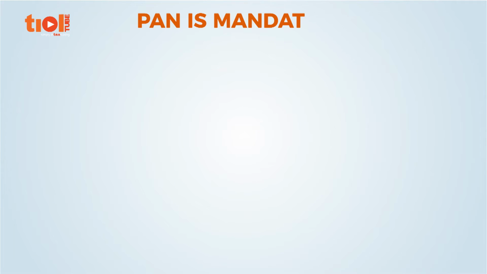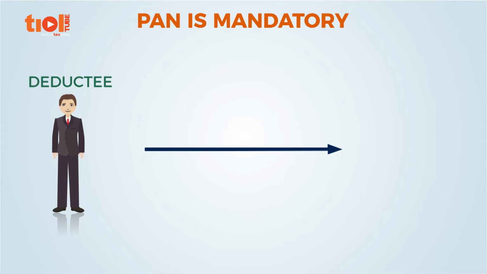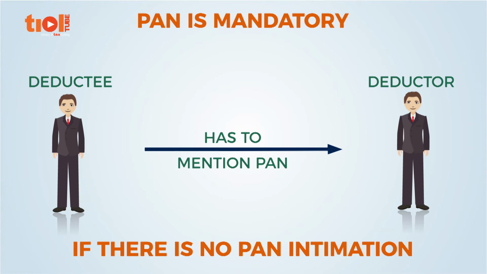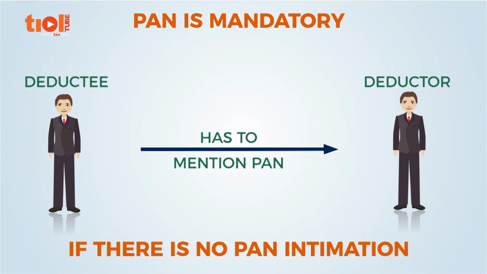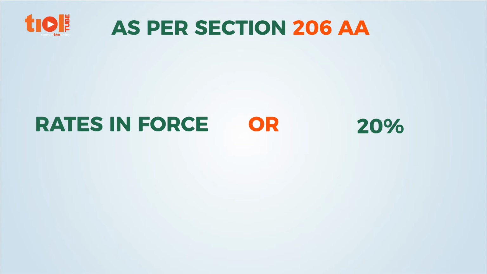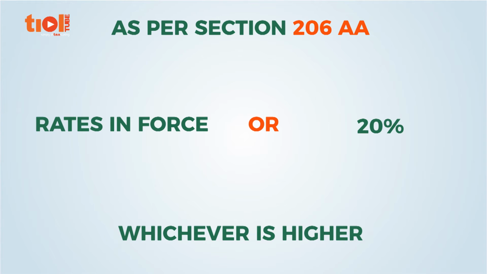PAN of deductee is compulsory. For the purpose of deduction of tax at source, quoting of PAN is mandatory. If PAN of deductee is not intimated to the deductor, tax will be deducted at source by virtue of Section 206AA, either at the rates in force or at the rate of 20%, whichever is higher.